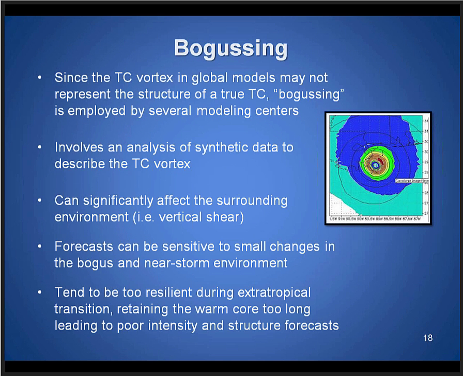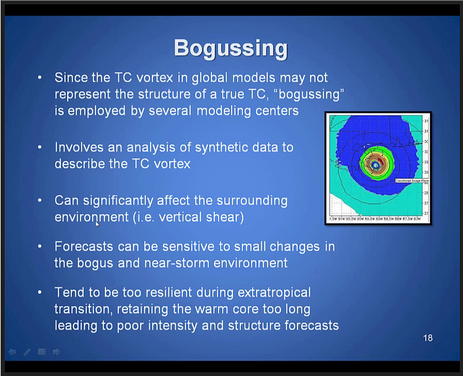So one way around having sparse observations is to use a technique called bogussing, where you insert a synthetic vortex into the initialization of the model and use that going forward in time to look at the track and the intensity forecast.